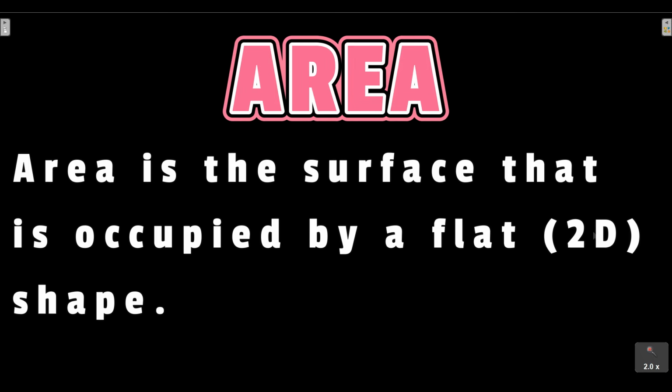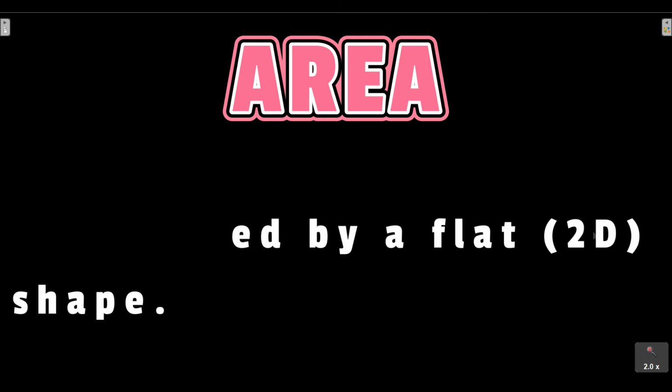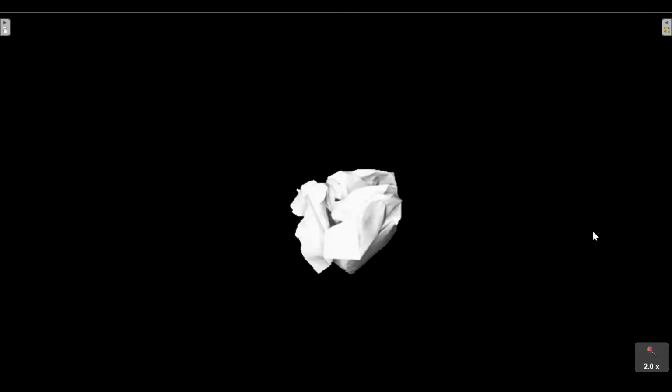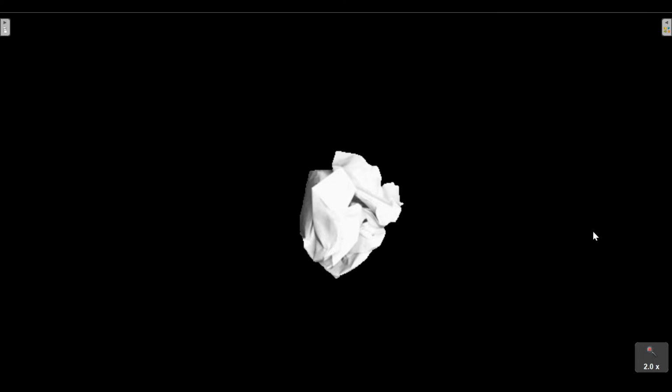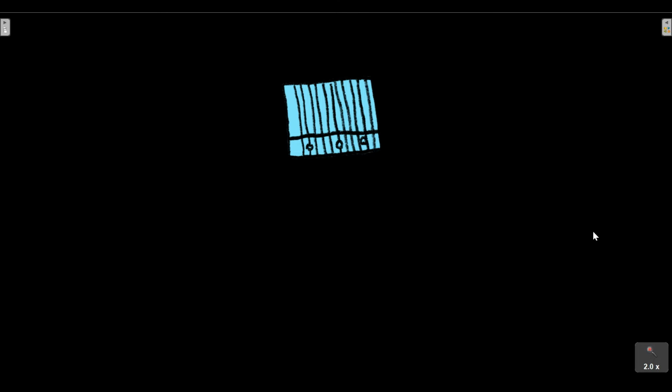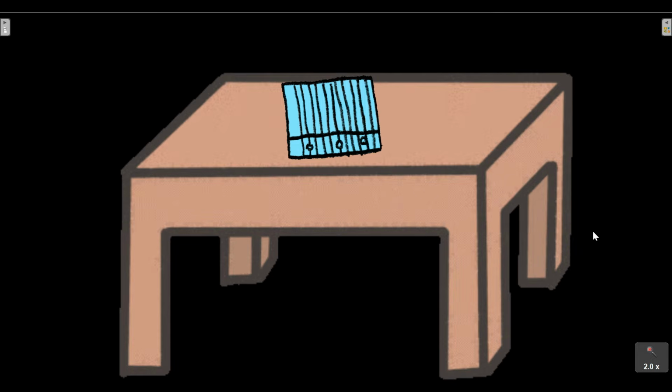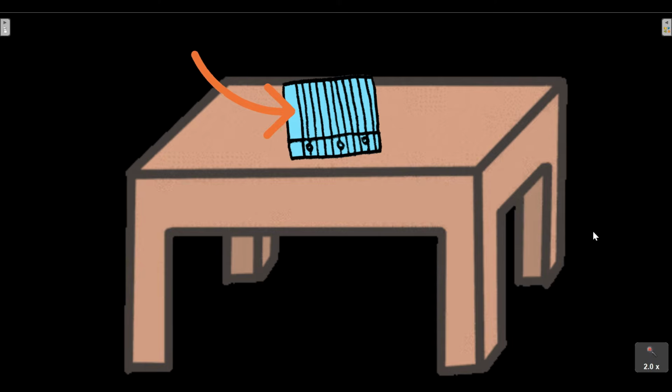What do I mean by this? If you think of, for example, a plain sheet of paper, and you were to put that plain sheet of paper on your table, that 2D flat piece of paper takes up space on your table. And how do we then determine the amount of space that object is taking up on your table? We calculate the area of that object.